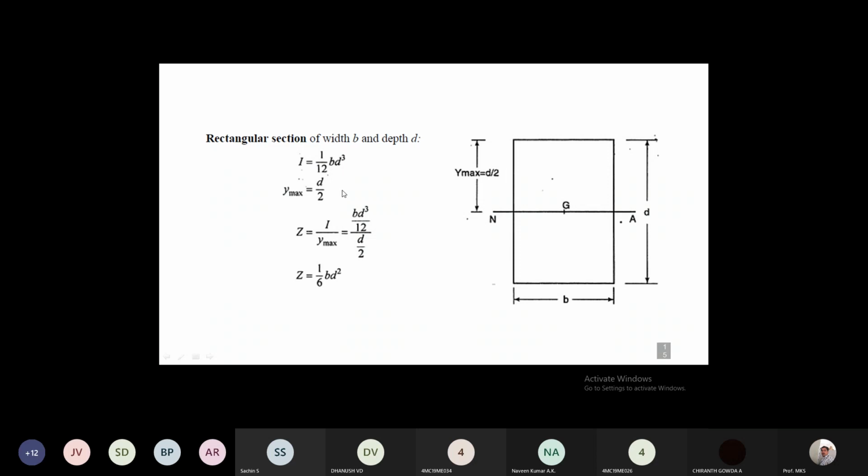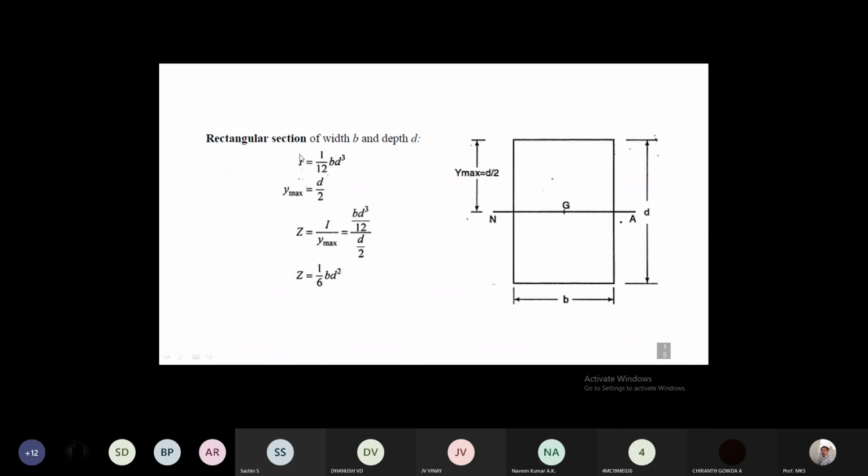For a rectangular cross section, the moment of inertia is 1 by 12 b d cube. The section modulus depends on y maximum. Here, y maximum is the distance from the neutral axis to the outer fiber, the maximum distance. Since the neutral axis is exactly at the center, the distance to the outer fiber above or below will be the same. So y maximum is d by 2 from the sketch. Now substitute that in the section modulus equation I by y maximum, and you will get Z as b d square by 6.